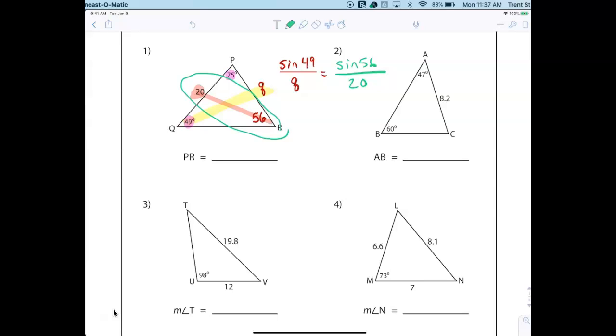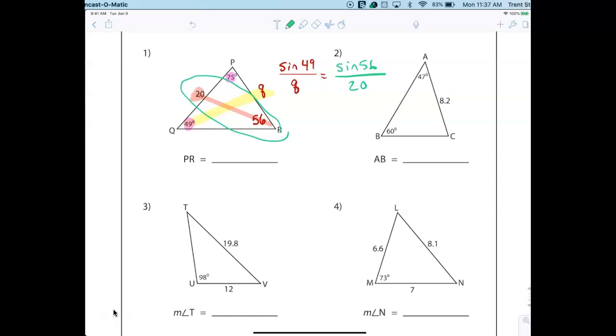Patrick, go ahead. What does Q equal? Q equals 20 times the sine of 49 divided by the sine of 56. You're awesome. Do that. So what do we come up with? 18.2, roughly? All right, 18.2. All right, you're supposed to speak up if you're not sure.